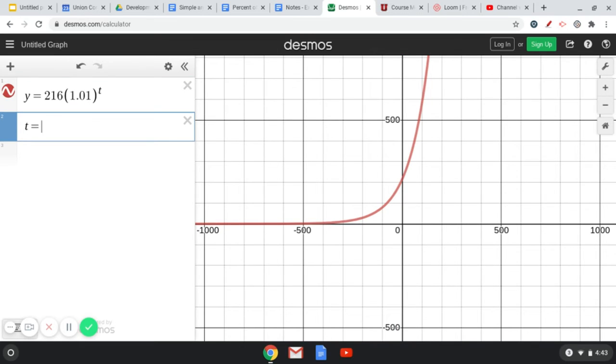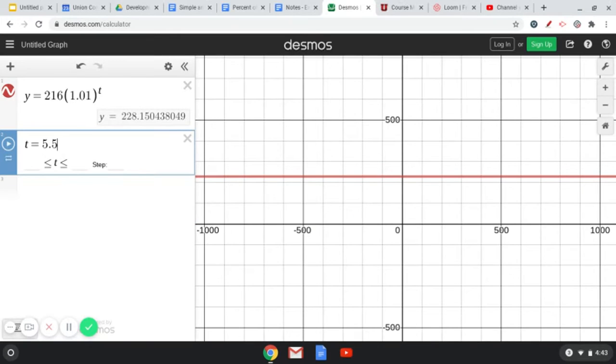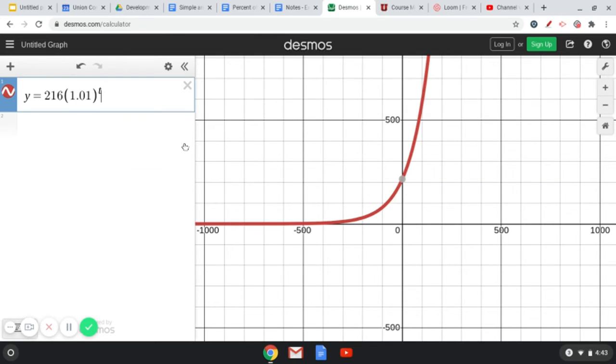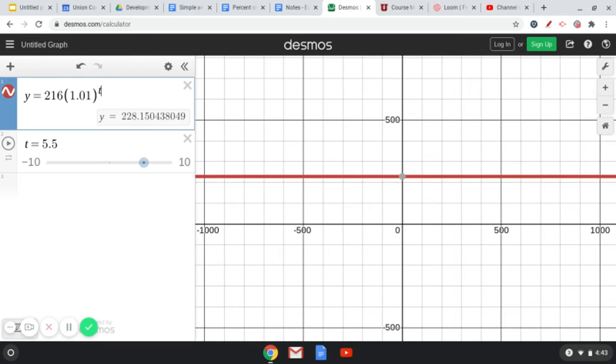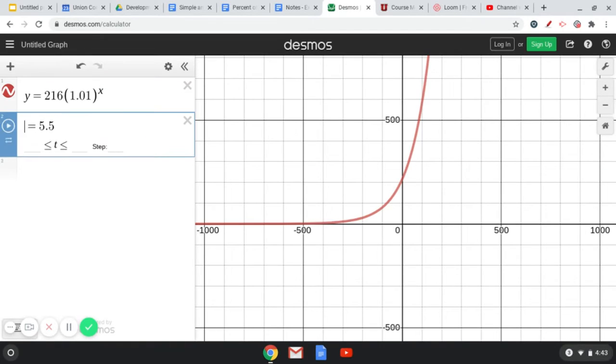So we're looking for when t is 5.5, right, class? Oh, interesting. Okay, Desmos is finding this for us. Desmos automatically typed in 5.5 for t and got this value. So Desmos will calculate it for us. I would like to go back and use x's here.